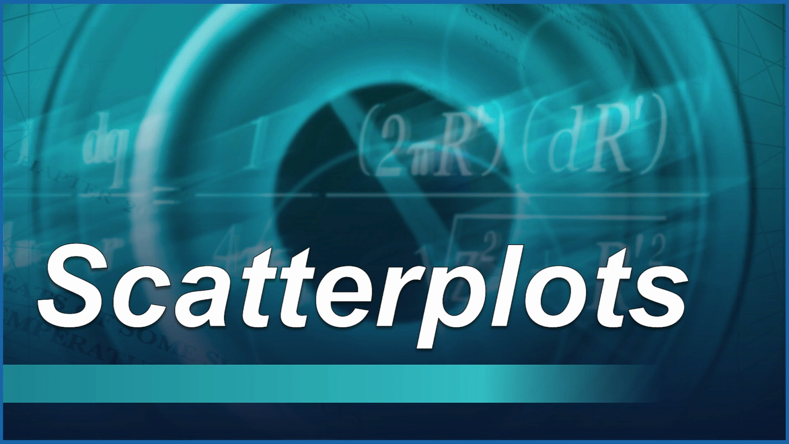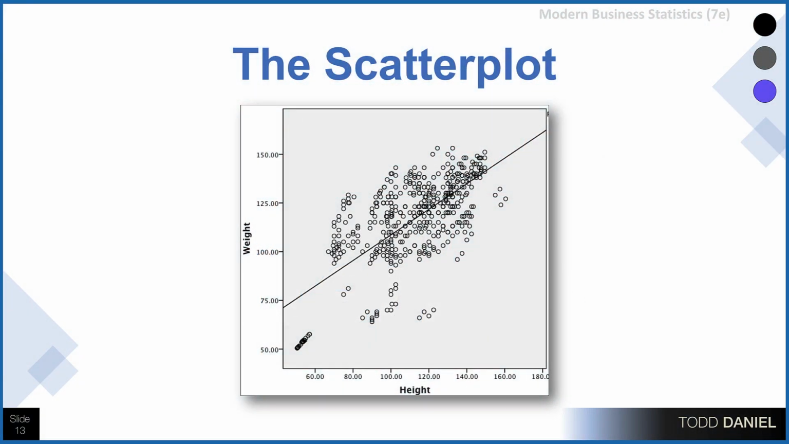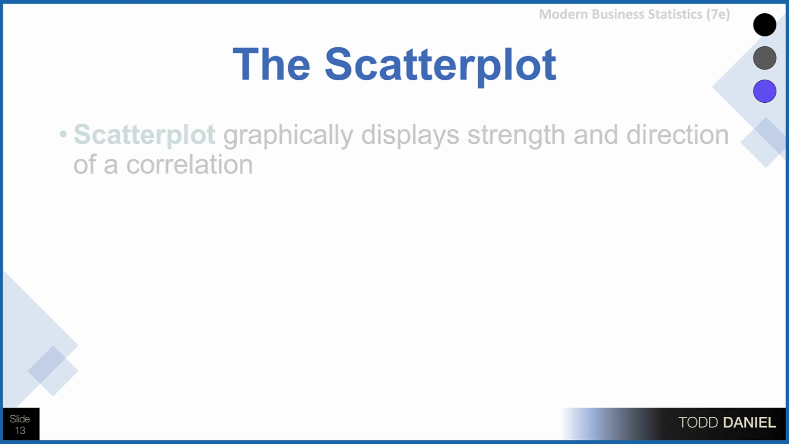Next, let's look at something very closely related to correlation, scatterplots. This is an example of a scatterplot. We've plotted height on the x-axis against weight on the y-axis. Each individual in our study who has had their height and weight measured is represented by a single dot. And running through that cluster of dots is the regression line.